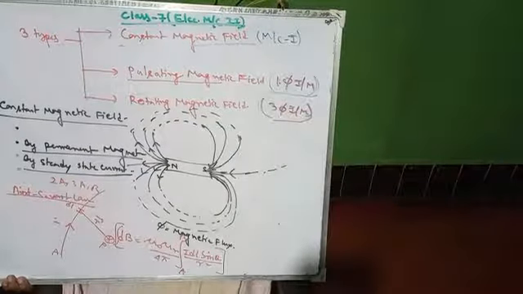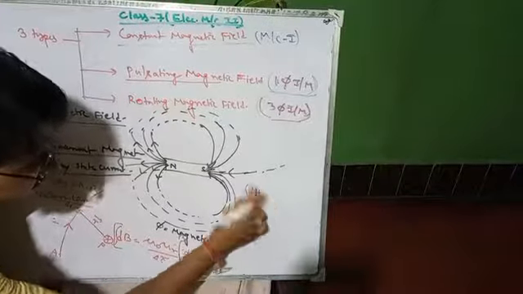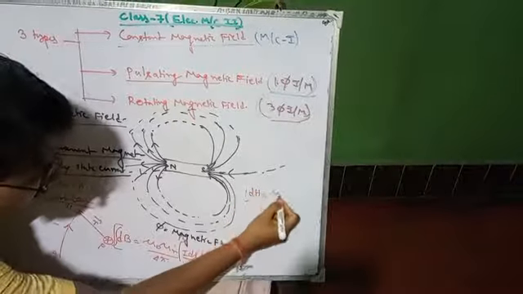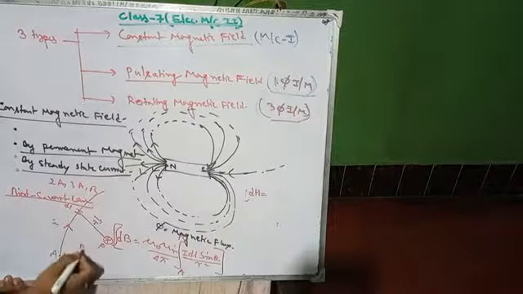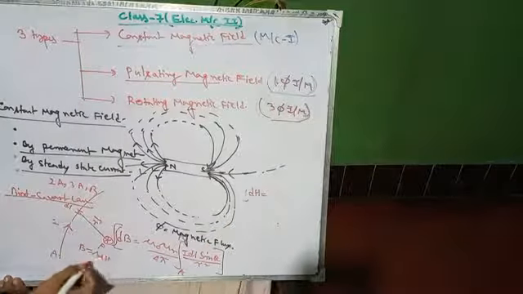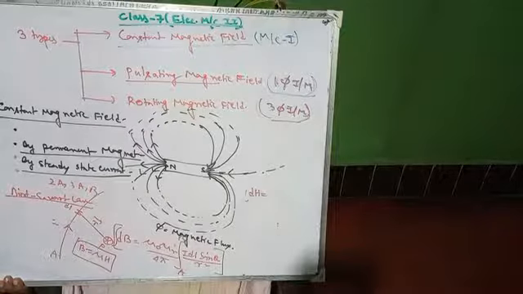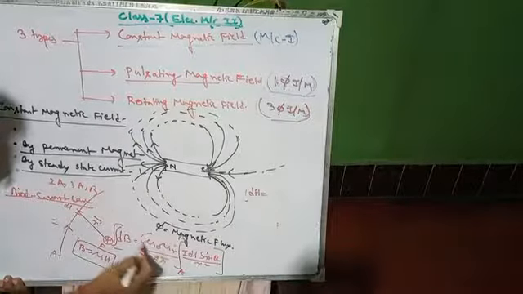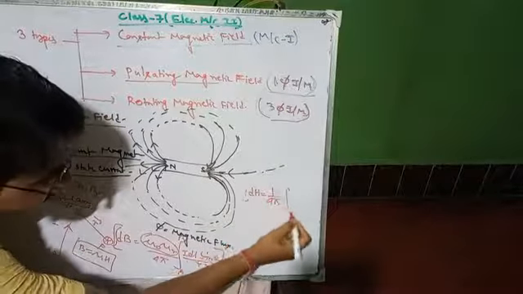And if we calculate the magnetic field intensity, dH, what is the formula? B equals mu into H, right? So H equals B by mu. So these two parts are eliminated, leaving 1 by 4 pi integration of I dl.